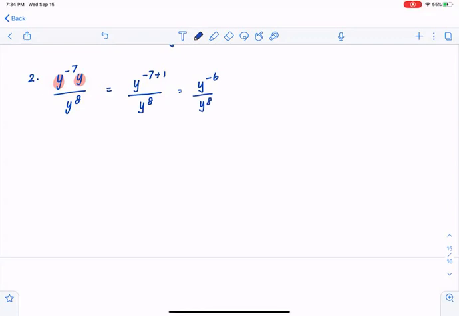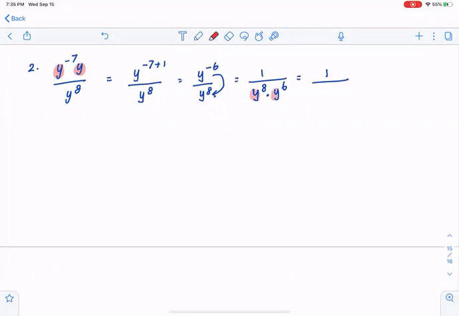We want positive exponents, so we're going to move y raised to negative 6 to the denominator. So 1 over y raised to 8 times y raised to positive 6. 1 over, those are identical, so y raised to 8 plus 6, we will get y raised to 14.